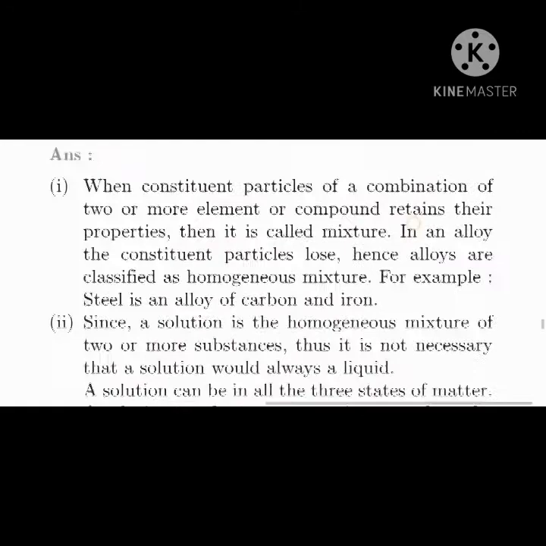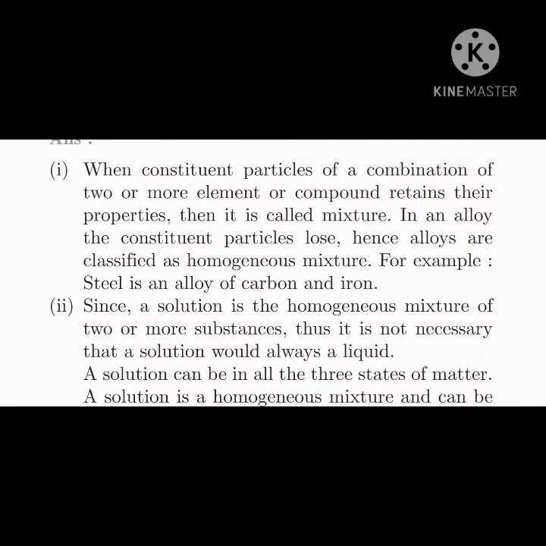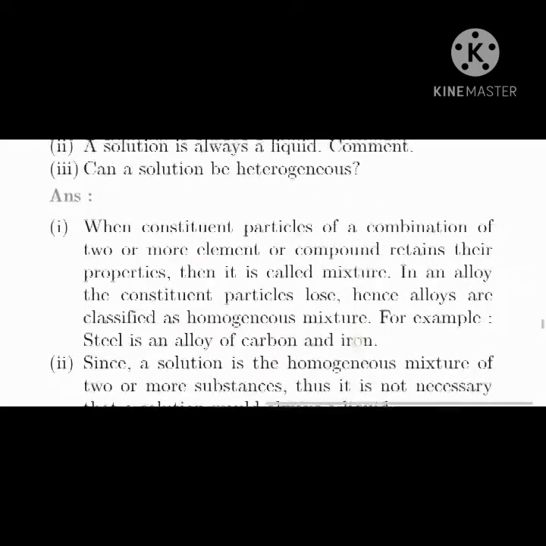When constituent particles of a combination of 2 or more elements or compounds retain their properties, then it is called a mixture. Okay. In an alloy, the constituent particles lose their properties, hence alloys are classified as homogeneous mixtures. For example, steel is an alloy of carbon and iron.